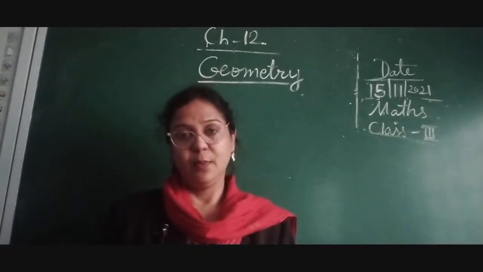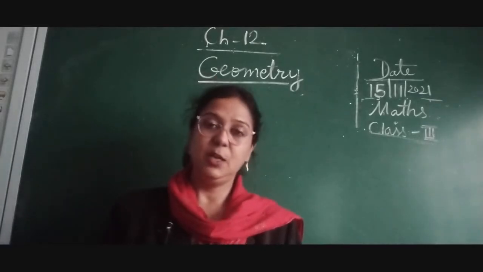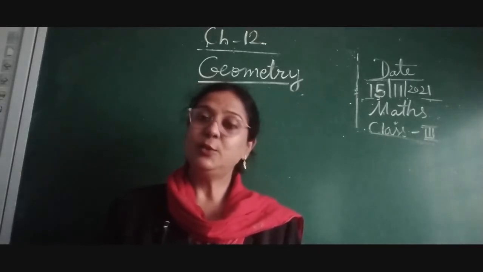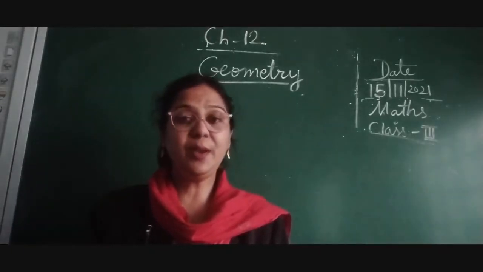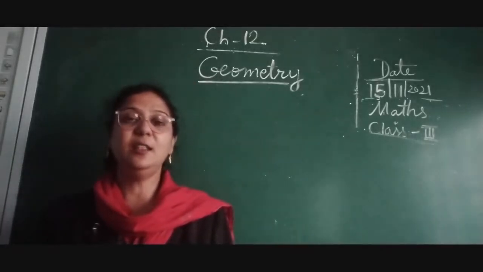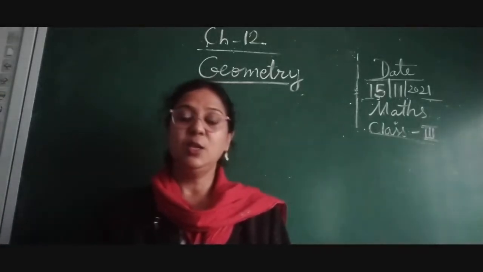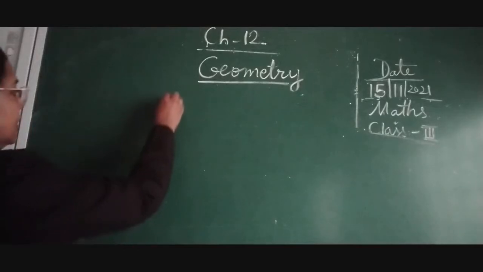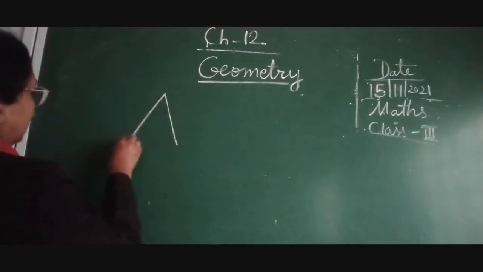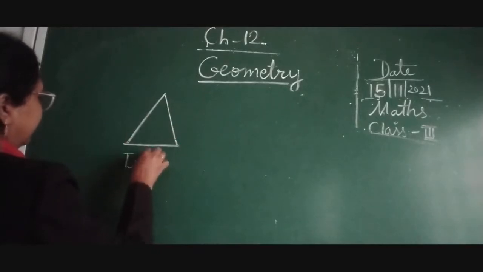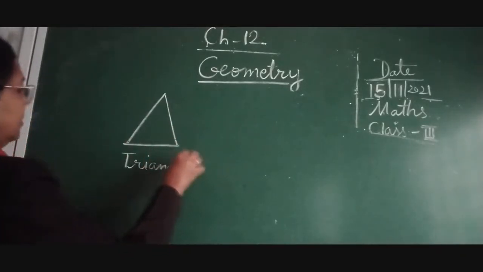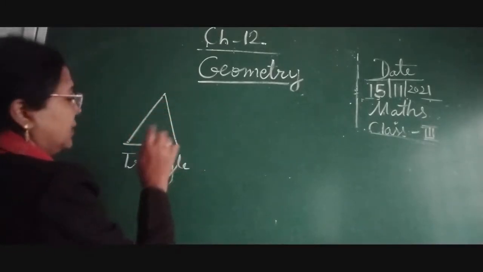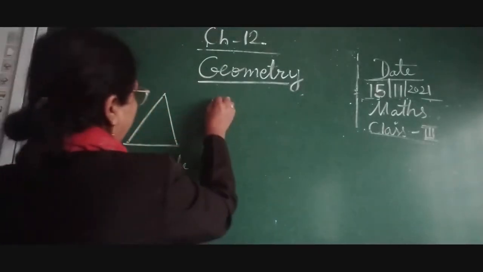In your book, there are given shapes. So we will study about shapes in this video. Children, as you all know, in your previous classes, you have already done the fundamental shapes. So what are our fundamental shapes? First of all, we have learned about the triangle. This is a triangle. As we all know, it has 3 corners.